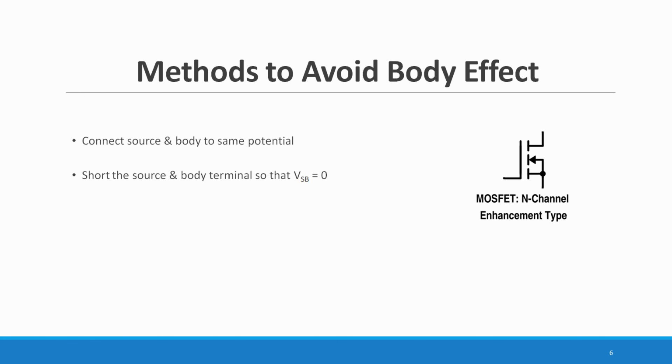So what is the optimum solution? The optimum solution is to short the source and body terminals so that VSB will be 0 for sure. That is, if we short the two terminals, then the effective voltage will be 0, and that's the reason when we draw the symbol we short the body terminal and the source terminal. So the optimum solution is to short the source and body terminals. That's why the body effect gets totally avoided.